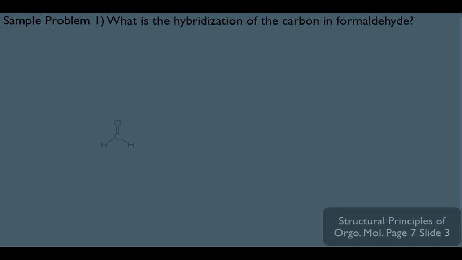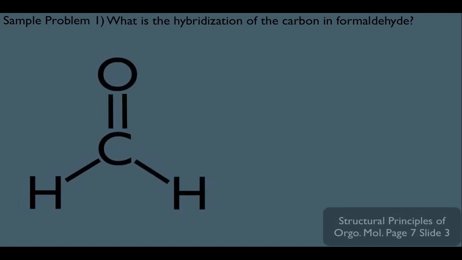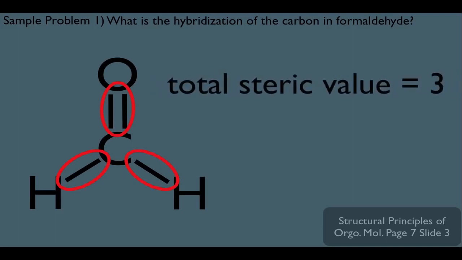What is the hybridization of the carbon in formaldehyde? Let's first determine his steric value. He has one double bond here that's worth 1 point. He has a single bond here that's worth another, and this one right here, giving him a total steric value of 3. And a total steric value of 3 means that that carbon is SP2 hybridized. Notice this could be done mentally on an orgo exam and done very quickly.